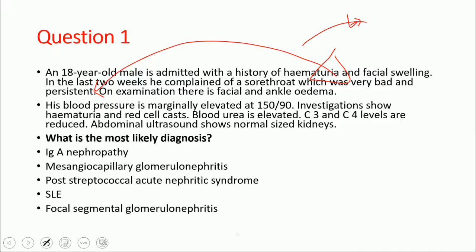They both cause nephritic syndrome. But the main difference is in post-streptococcal glomerulonephritis, the nephritic syndrome comes about 2 weeks after the sore throat or skin sepsis, mostly skin sepsis. But in IgA nephropathy, the hematuria occurs while the sore throat is present. It's called synpharyngitic hematuria. Right? So that is the main story there.